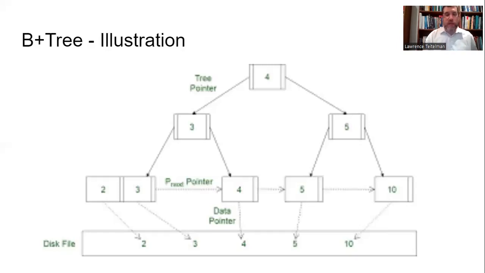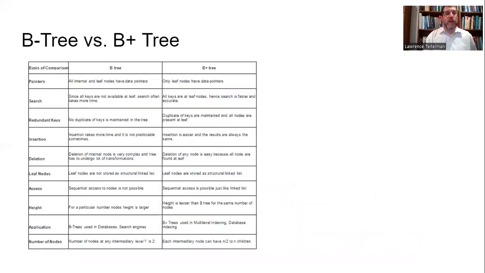So this is commonly used in databases. Great, so I have some differences. Let's run through these differences together. Difference number one: in a B tree, internal nodes and leaf nodes have data pointers, so I can store the data at any place. In a B plus tree, the data pointers are only in the leaf nodes. Leaf nodes means the bottom of the tree.